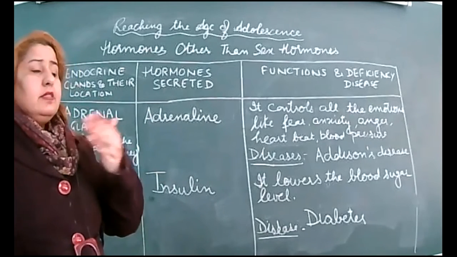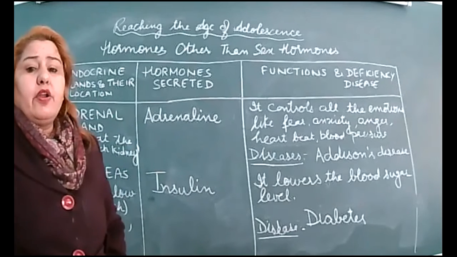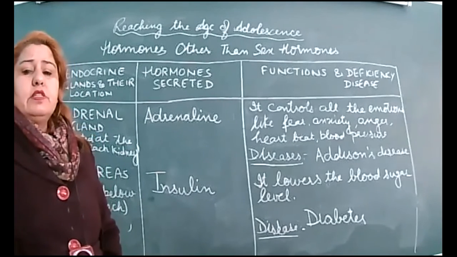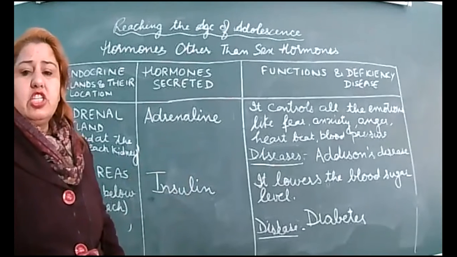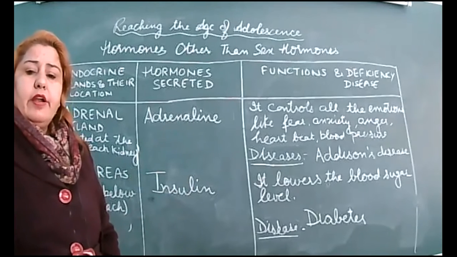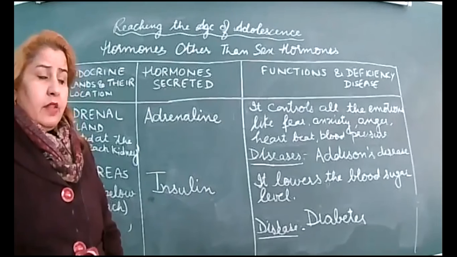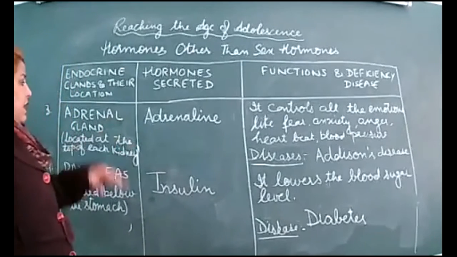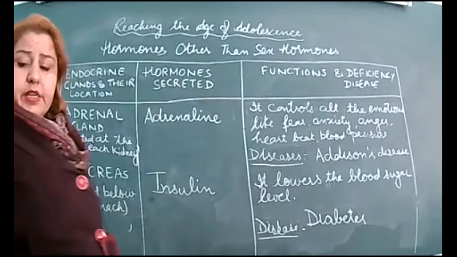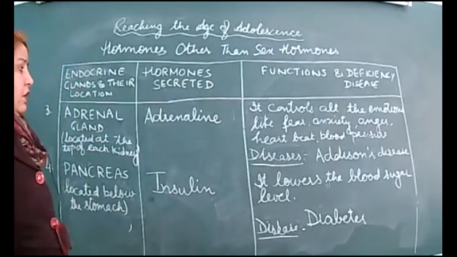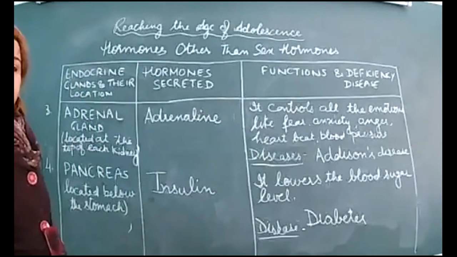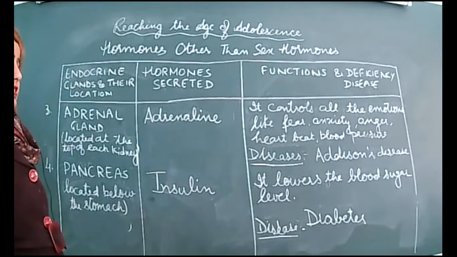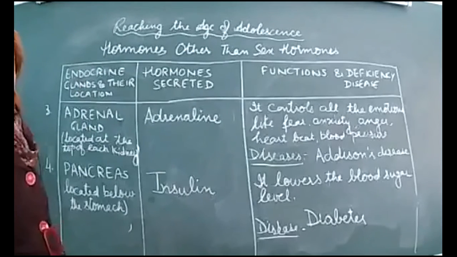It is below the larynx and it secretes the hormone thyroxine. And what is the function of this? We discussed it stimulates the oxidation of fats, carbohydrates, and proteins. And the disease is called goiter, right? Third, we had discussed the adrenal gland, which secretes adrenaline hormone, right? And what is the main function of this? It controls all the emotions like fear, anxiety, anger, heartbeat, blood pressure.